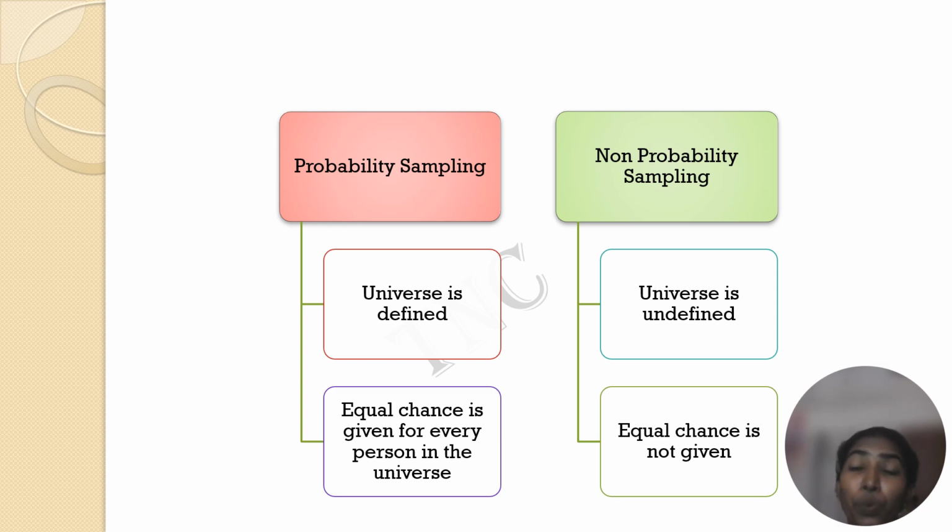So if your universe is defined, one can use probability sampling. If the universe is not at all defined, then the non-probability sampling can be used. But in the non-probability sampling technique, equal chance is not given for all the participants.